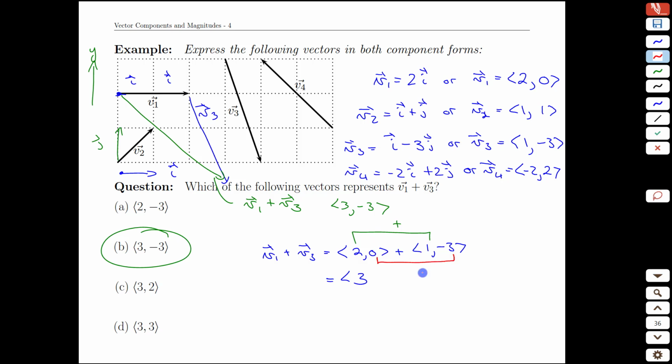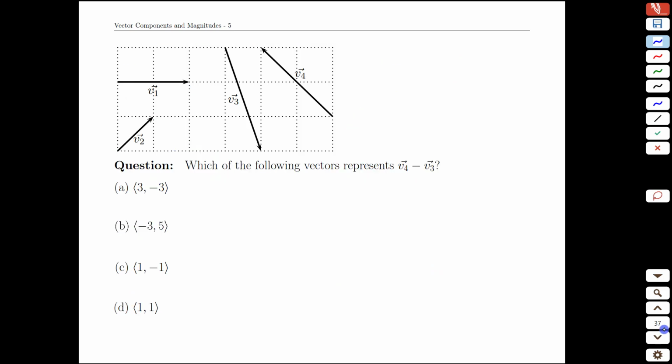We then do the same thing for the y component. So we have 0 minus 3. We have then at the end a new vector. The sum vector is 3 to the right and 3 down, or the 3, negative 3 vector in component notation. If we do that again, take a moment to practice and ask yourself what v4 minus v3 might be. Pause the video for a moment, and then we'll check in.